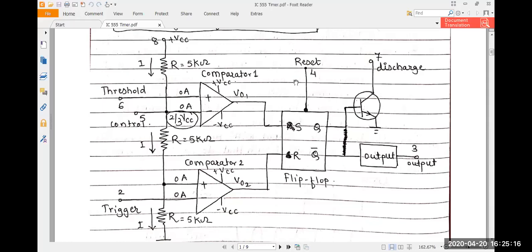And similarly, for comparator 2, there are two inputs. One can be given externally as a trigger input. You can see pin number 2 of this particular IC is referred to as trigger. So the trigger voltage can be applied externally, and the other input to comparator 2 is derived from the supply which is given. Okay.